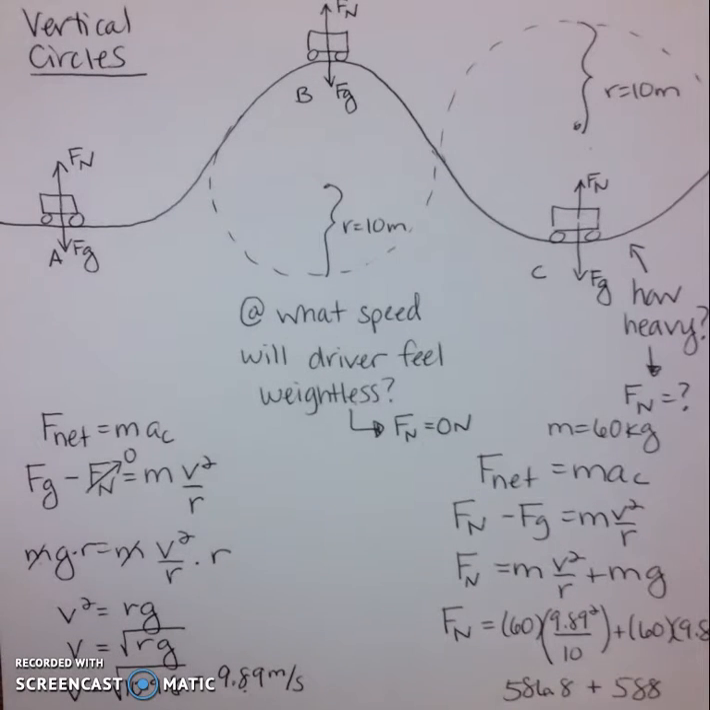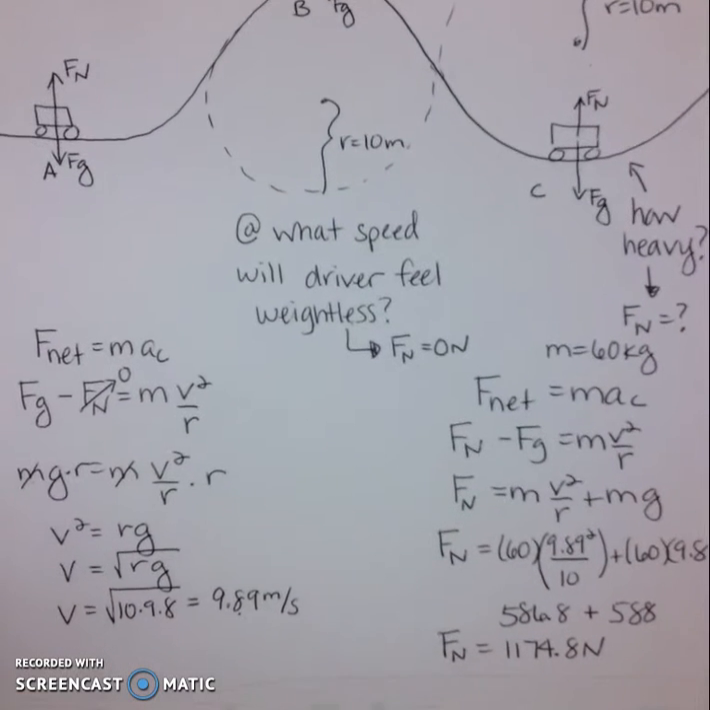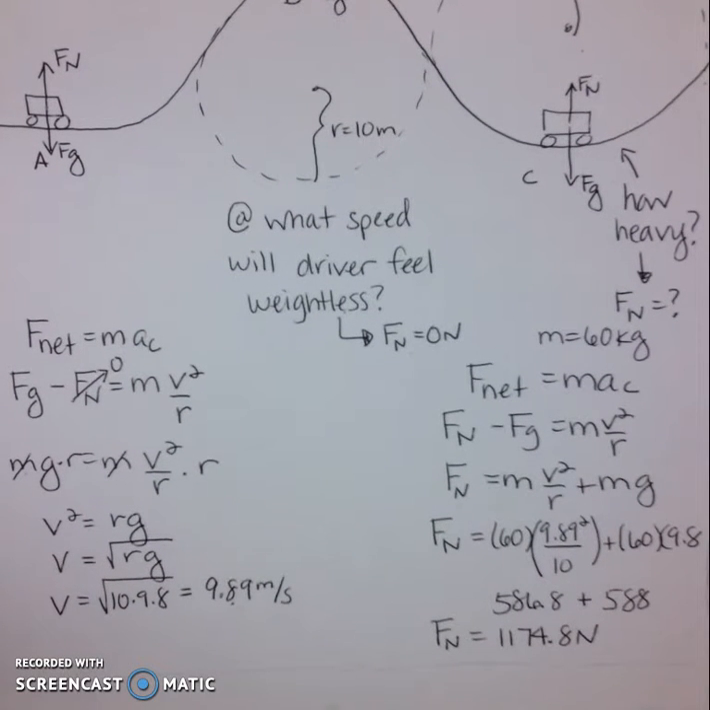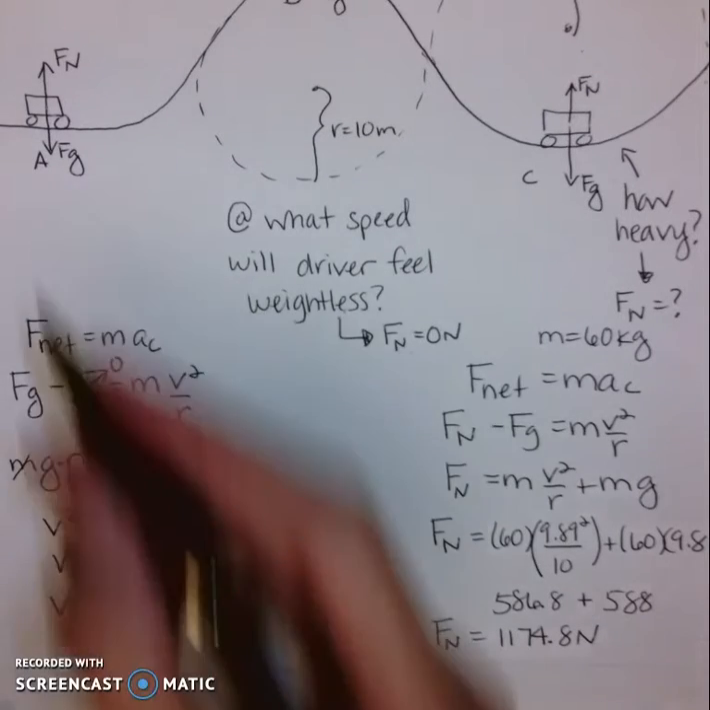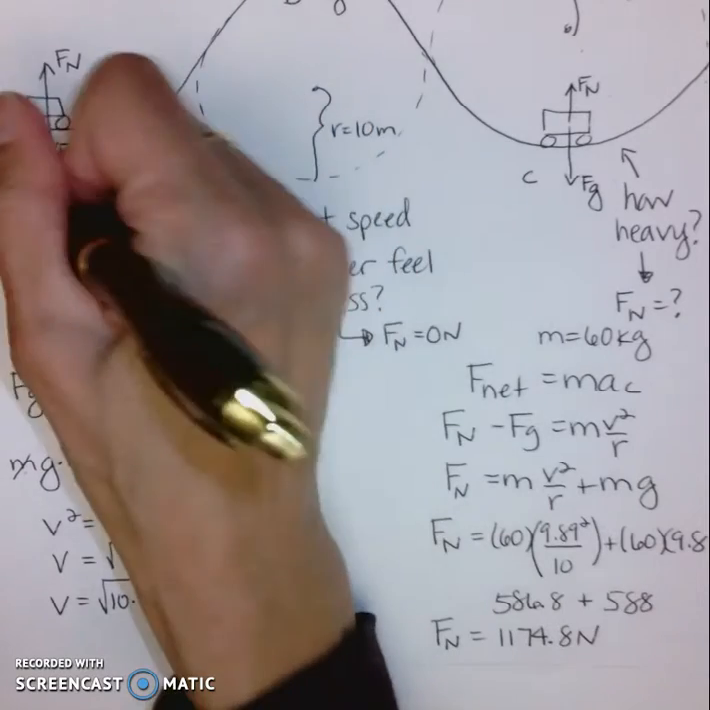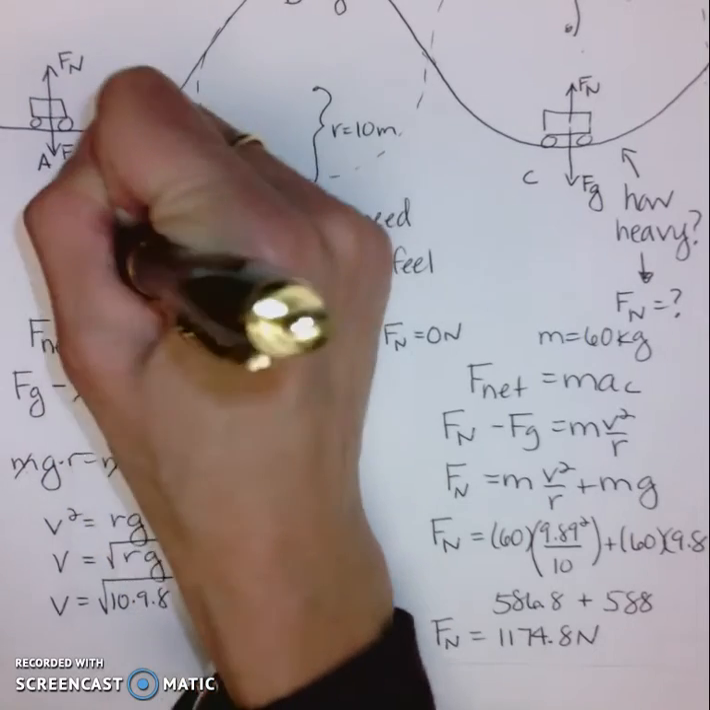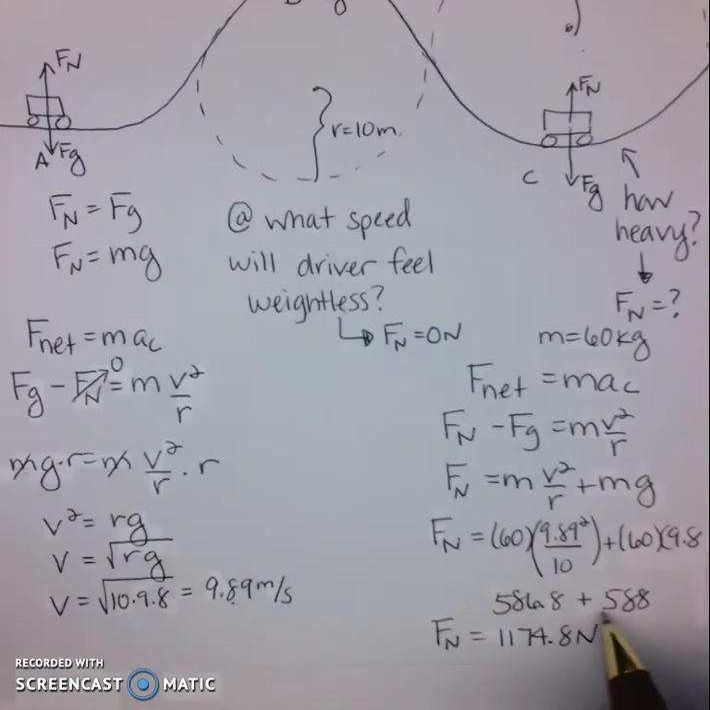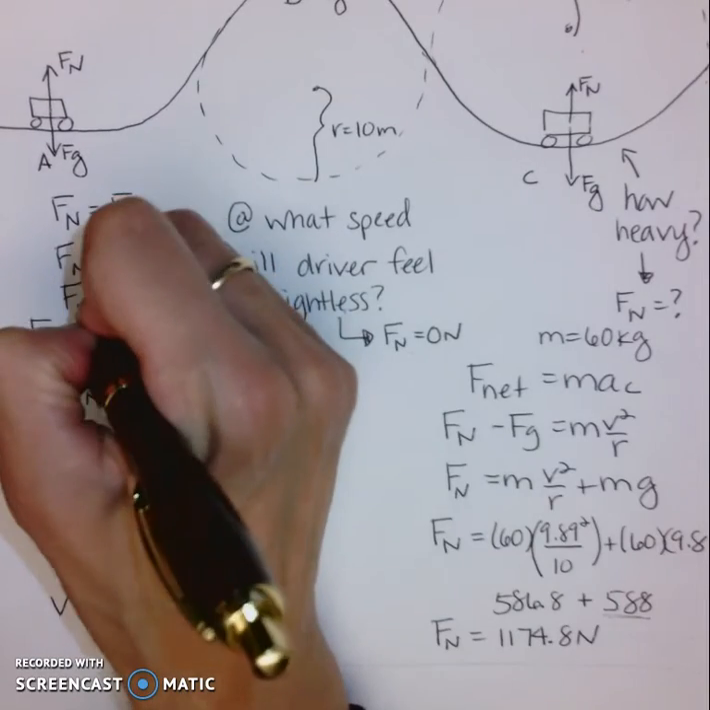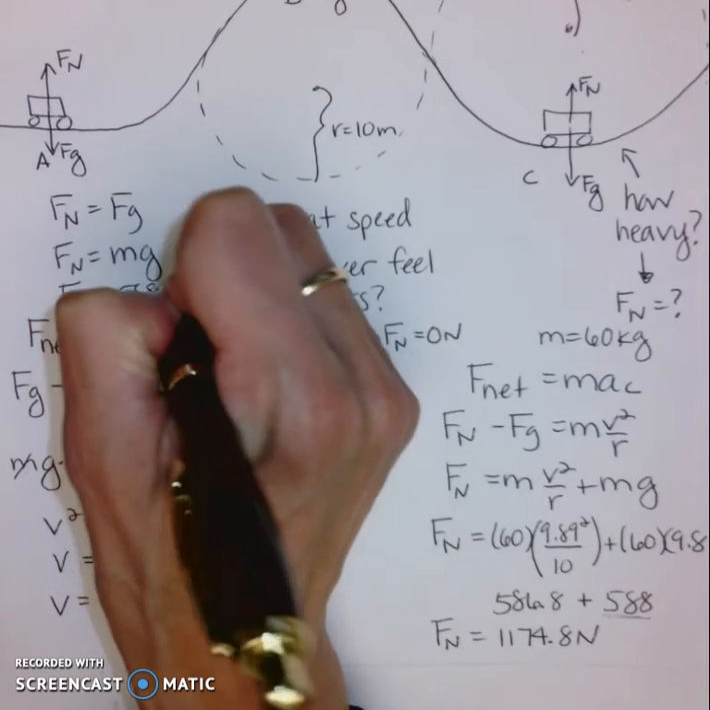So those added together leave me with a normal force of 1174.8 newtons. Oops, sorry, 1144.78 newtons. So how does that compare when they're traveling on a horizontal surface? Well, on a horizontal surface, Fn is equal to Fg, which means my Fn is equal to mg. And well, mg is this, 588. So Fn is equal to 588 newtons.